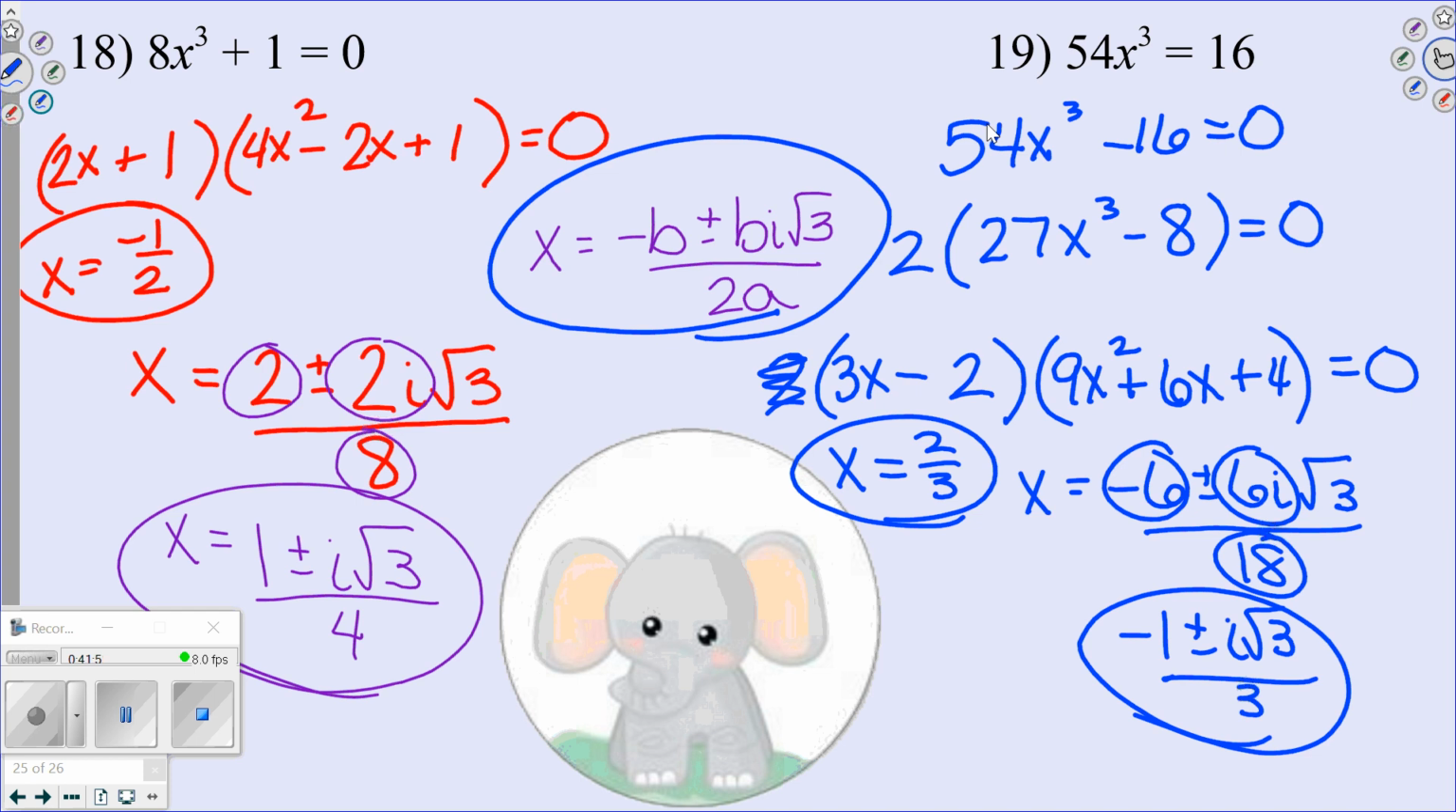All right. How many answers should this problem have? 3. How many did I get? I did get 3? She can count to 3. 1, 2, 3. No, you're right. This one's 2. A lot of people forget that, right? You have -1 plus i radical 3 over 3, and -1 minus i radical 3 over 3. That's 2 answers. And then that's another. Shut up, Jonas.